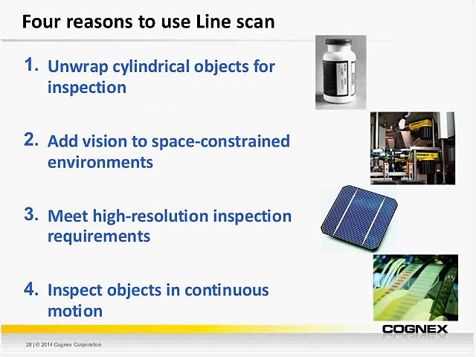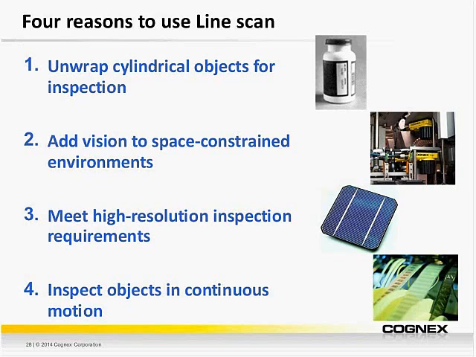So when would you want to use line scan cameras? Line scan systems can generally do a better job than traditional area scan cameras in certain types of applications, such as inspecting round or cylindrical parts. If you try to look at the label of a bottle, you really have to rotate it or unwrap it in order to completely inspect that label. So that's a typical use for line scan.